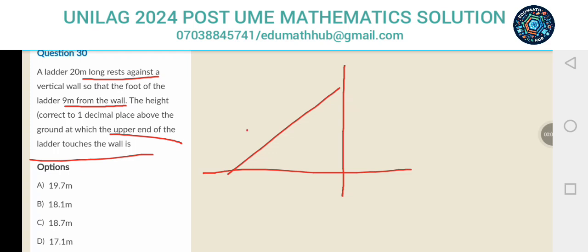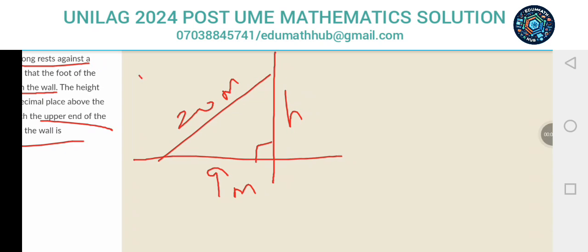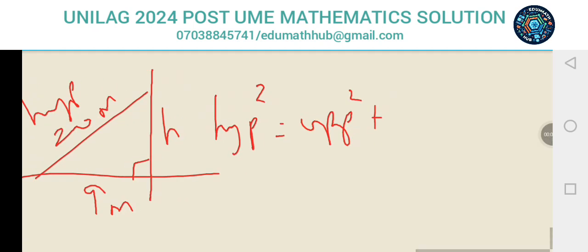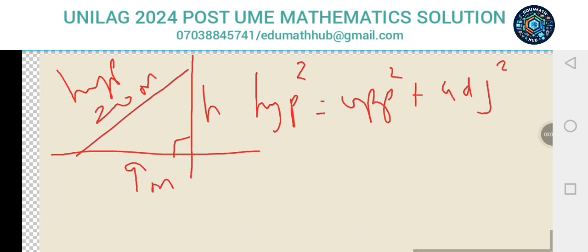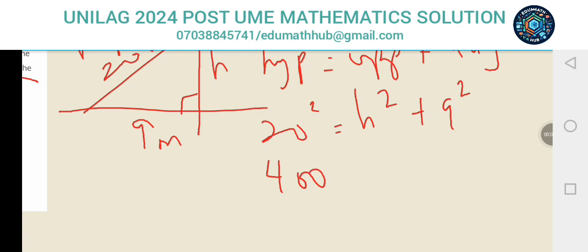So this length of the ladder is 20. From the question, it is 20. Then the foot of the ladder from the wall is 9. So this place is 9 meters. This place is 20 meters. So you're looking for this particular side here, which is the height. So this is Pythagoras theorem. Okay, so this is the hypotenuse here. So hypotenuse squared must be equal to opposite squared plus adjacent squared. So it's very straightforward. So hypotenuse is 20. This will be 20 squared is equal to h squared plus 9 squared. 20 squared is 400. That's 20 times 20. So you need to master your squares.